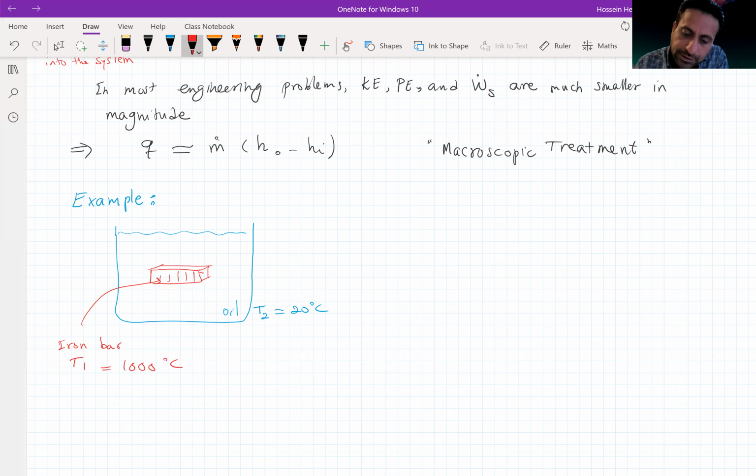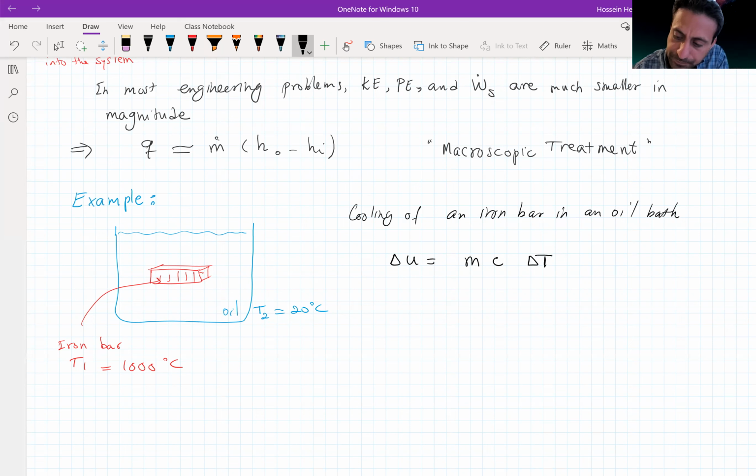Okay, so in the process of putting this ingot of iron in an oil bath, we can write down from the conservation of energy that the change in the internal energy, delta U, is going to be m c delta T. And you are familiar with that, where c is specific heat, and delta U is the change in the internal energy.